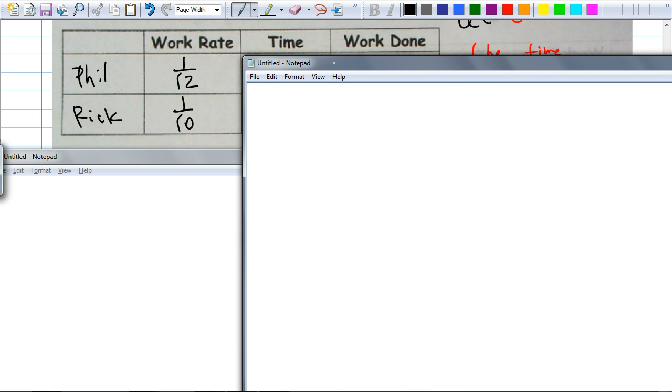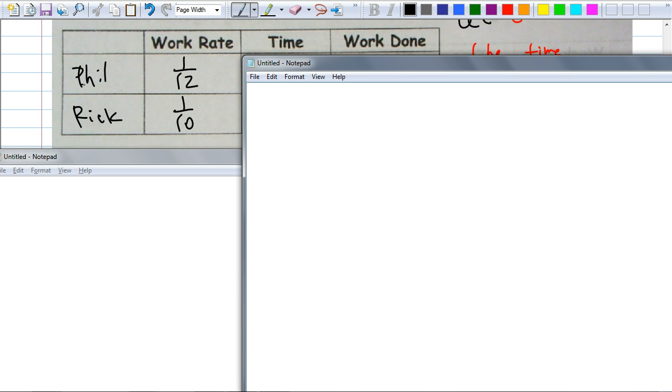Who's best at this? Phil or Rick? Rick is better. So it's kind of good that Rick has to finish the job by himself. He's faster. How long did Phil work, by the way? 3 hours, right? Because he left after 3 hours. What about Rick? How long does he have to work?